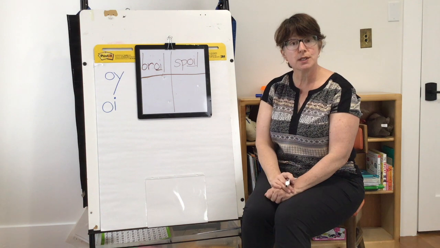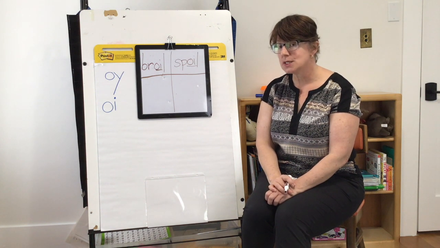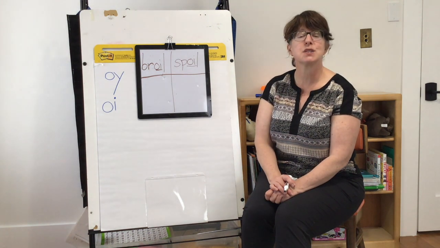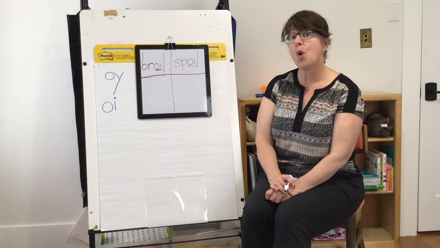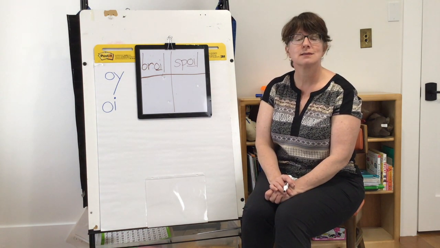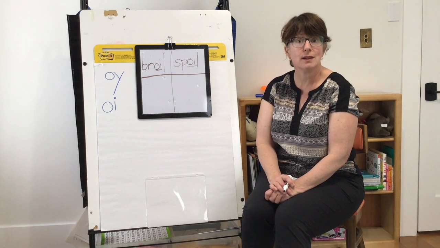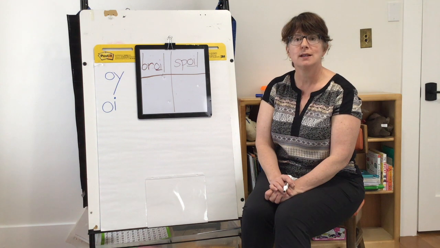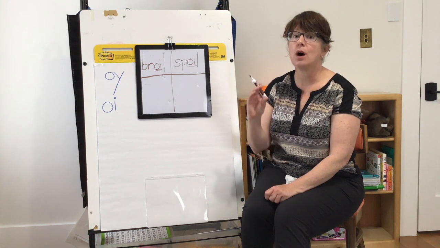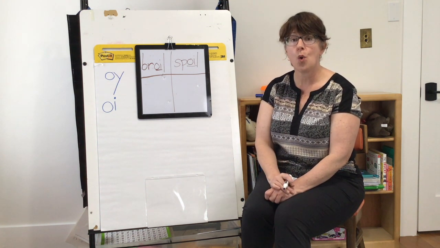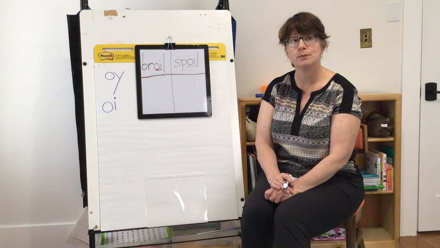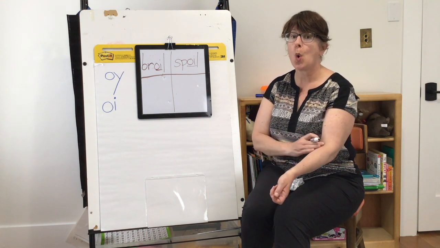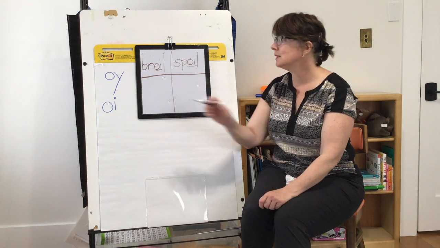Our last two words have a different ending, so let's listen and see if we can figure this one out. The next word is coin. Can I borrow a coin for the candy machine? Coin. K, the small k, oi, n. So let's listen for those. I hear three sounds. K, oi, n.